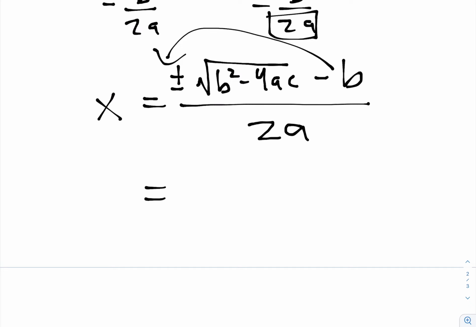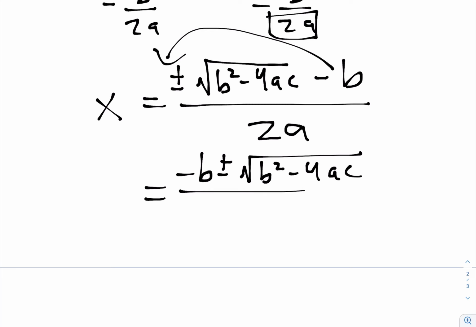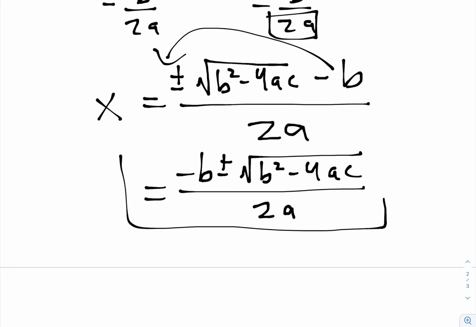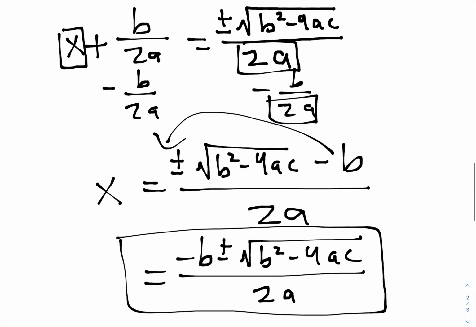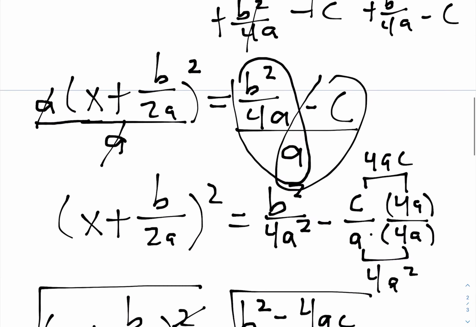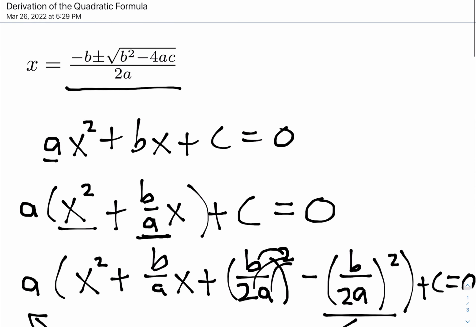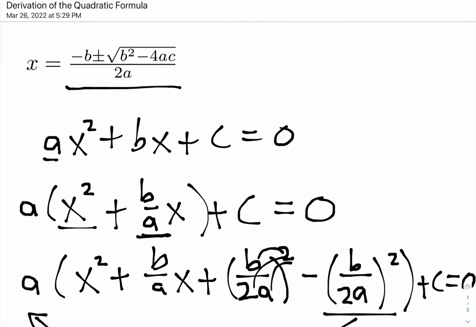So x is equal to negative b plus or minus the square root of b squared minus 4ac, all over 2a. So for any given quadratic equation, you can plug in your a, b, and c values to figure out where your x-intercepts are, right? Just from knowing what the equation is. So that's pretty cool. We derived all this just from having ax squared plus bx plus c equals 0.